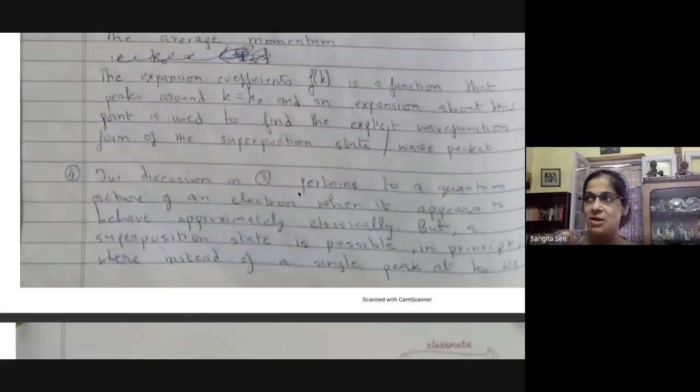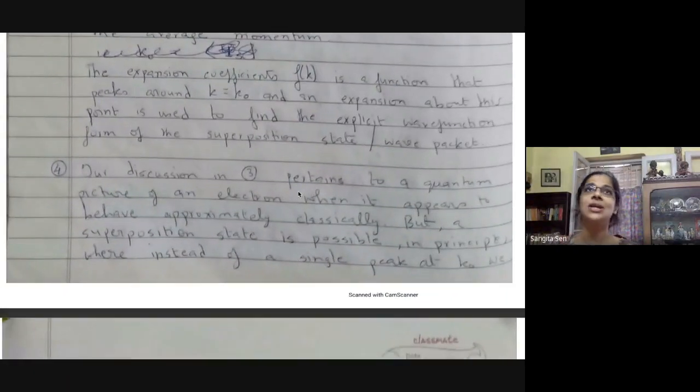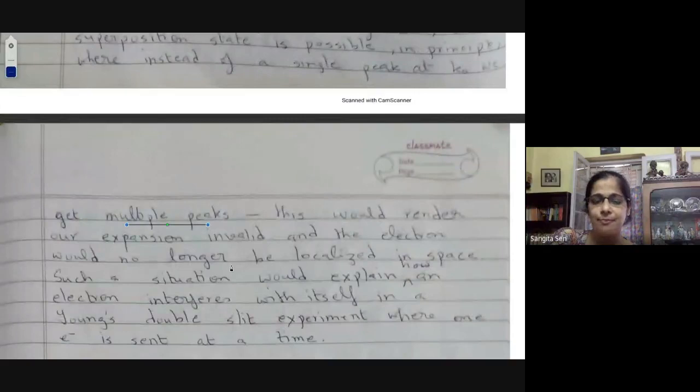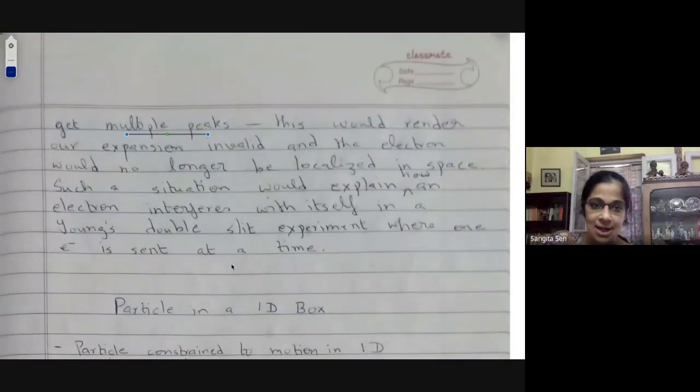Okay. However, it does not mean that this is the only superposition state possible. So when an electron appears to behave approximately classically, you can make this assumption of expanding about k0 and a peak at k0, and you get a quantum description of a classical particle. But in principle, this electron could also exist in some superposition state, which is nothing like a classical free particle. Okay, so you can have maybe multiple peaks, or you can also have something that is entirely delocalized.